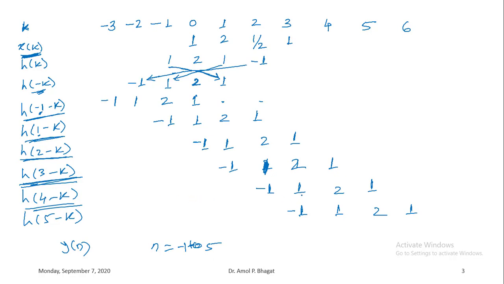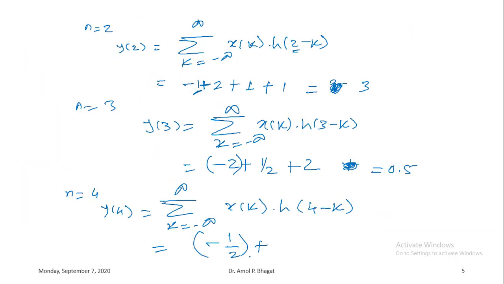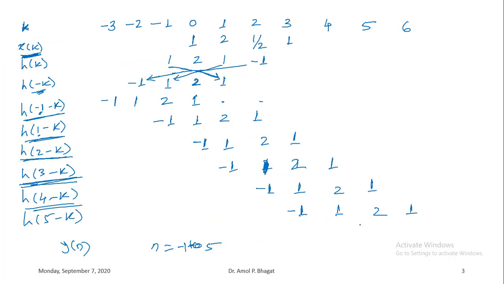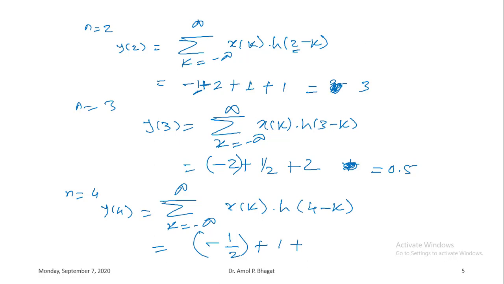Right? So minus 1 by 2 plus, again 1 is there. So 1 multiplied with 1 will be 1. Right? It is 1 plus, so again h of 4 minus k, here it is 2, but here no value means 0, again 1, no value means 0, right? So 0 will be there simply, so it will be minus 1 by 2 plus 1, so it will be simply 0.5. 1 minus 0.5 will be 0.5, right? That is y of 4, right? Similarly, you can identify it for n is equal to 5, that is the last value of n.